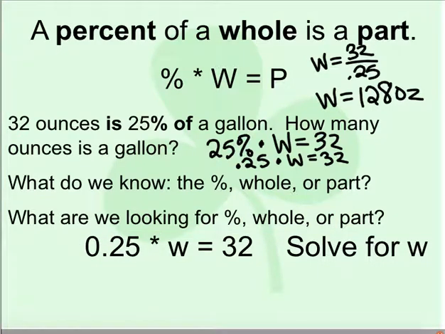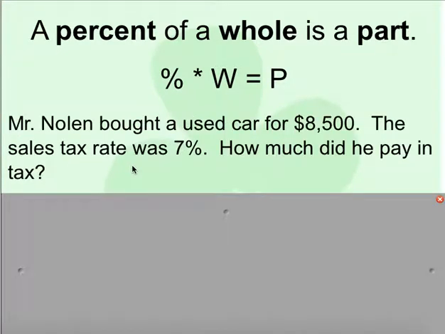All right. Another one. Mr. Nolen bought a used car for $8,500. The sales tax rate is 7%. How much did he pay in tax?